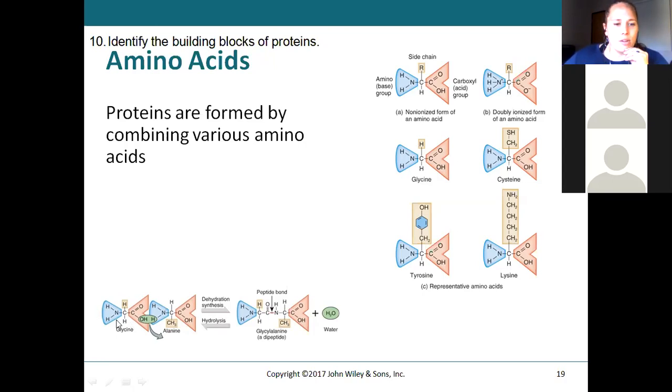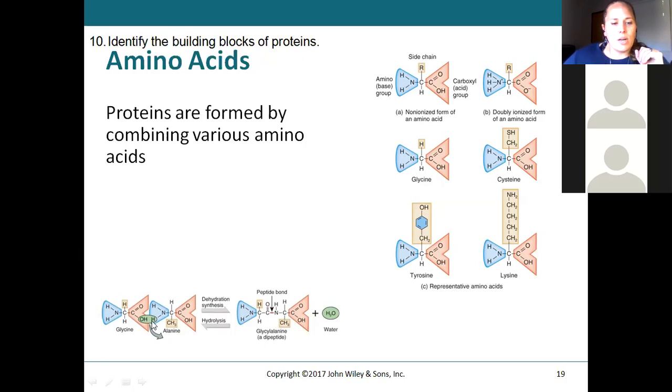You can see here that the joining of these 2 amino acids down here, glycine and alanine, is what's called a dehydration synthesis, and you lose a molecule of water. So in this dehydration synthesis, a molecule of water is lost, represented by this green circle. Can you guys see my cursor? Okay, good. I was going to start annotating.